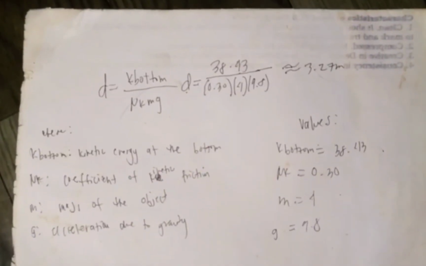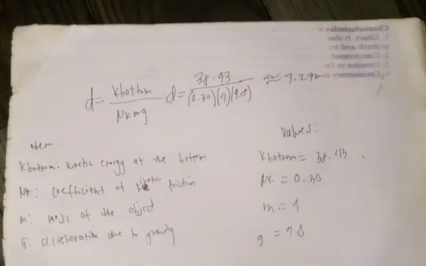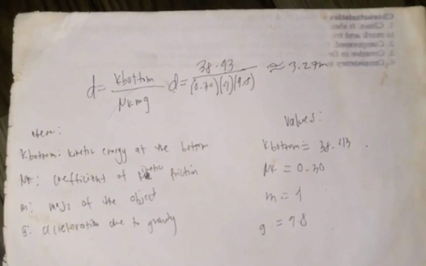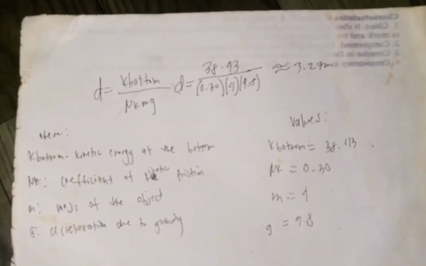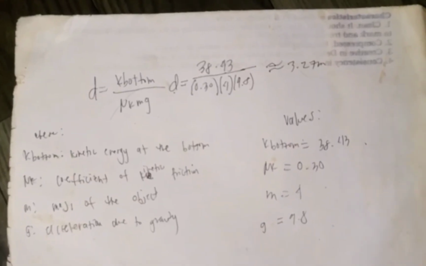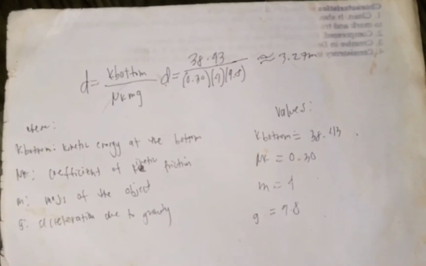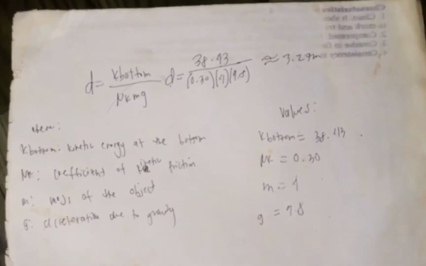Here are the calculations for letter E. How far from the bottom of the inclined plane does the object slide along the rough surface? To find the distance the object slides along the rough surface, we use the work-energy principle. The kinetic energy at the bottom of the inclined plane is equal to the work done by friction on the rough surface to bring the object to rest.